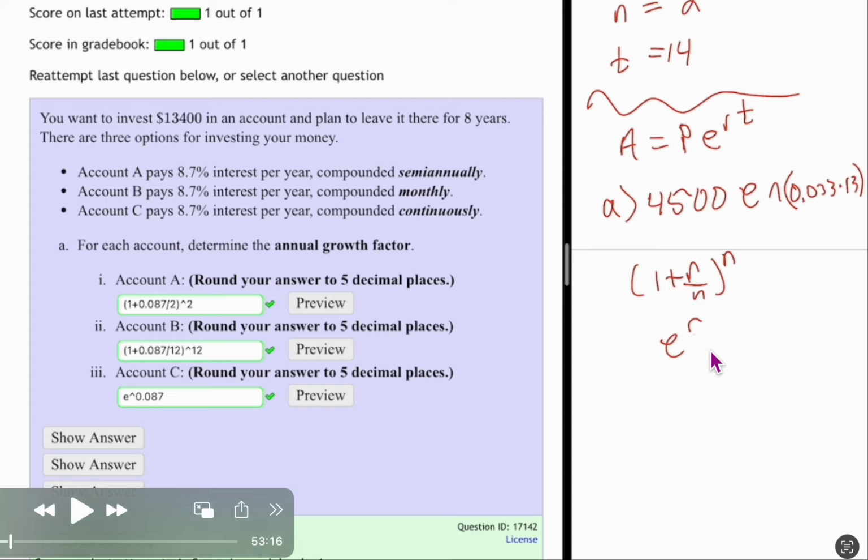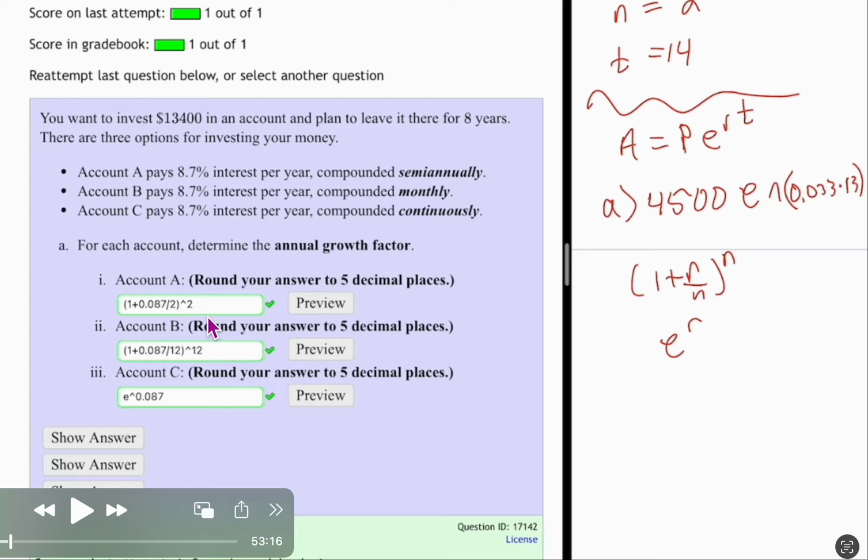The one we didn't write down is, what is the annual growth rate for something that is continuous? So it's just e to that rate. Here, remember, that's 1 plus r over n, to the n, is our annual growth rate. So you notice I've just entered those things.